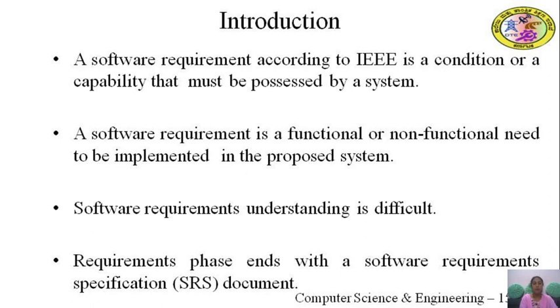A software requirement, which we simply call a requirement, is a condition or a capability that must be possessed by a system in order to satisfy a contract or a standard or any other formally imposed document. A software requirement is a functional or a non-functional need to be implemented in the proposed software system to achieve an objective or to solve a problem.